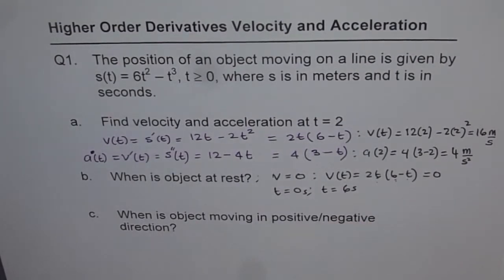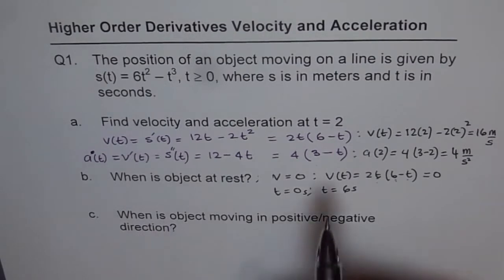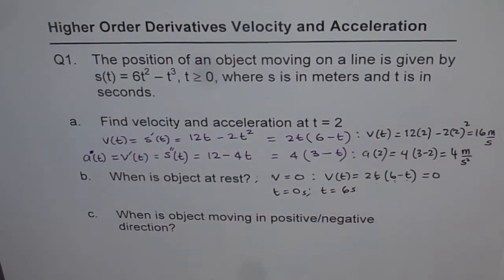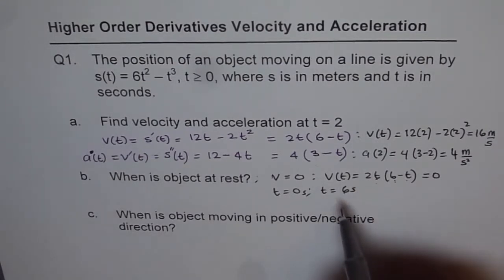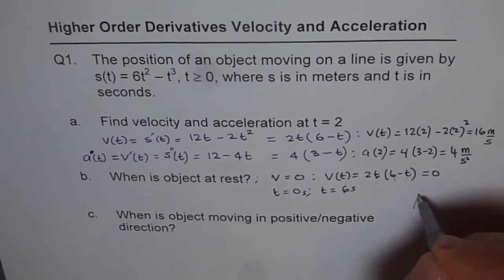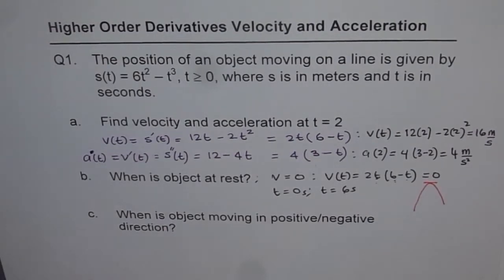So the object is at rest at the initial position when it's just about to start, and at t equals 6. From here you should also understand that this is the time when the object is turning. Let me sketch this for you so that you understand what I'm trying to say. When the object turns, for example, if the object is going like this and it turns, this is the turning point at which the object will be at rest.